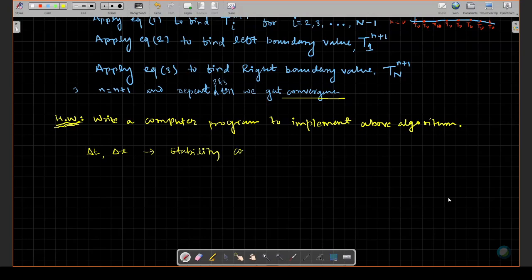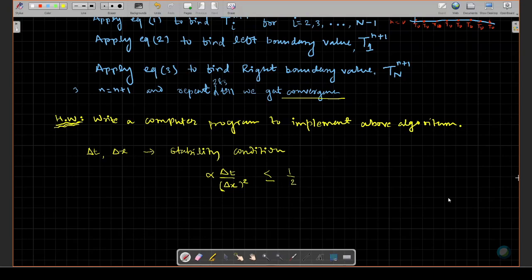There is a stability condition which you already did using the von Neumann stability analysis. And what did we find there? This alpha delta t over delta x whole square has a limit. This complete ratio should be less than or equal to 2.